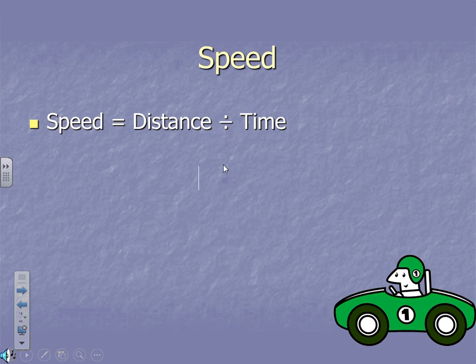Speed is really equal to the distance divided by time. It's a rate. It's the distance covered over time, okay? So this is kind of a visual for you as far as how you can get distance. If you take speed and multiply by time, you can get distance, and so on and so forth, or distance divided by time, you get speed, okay?